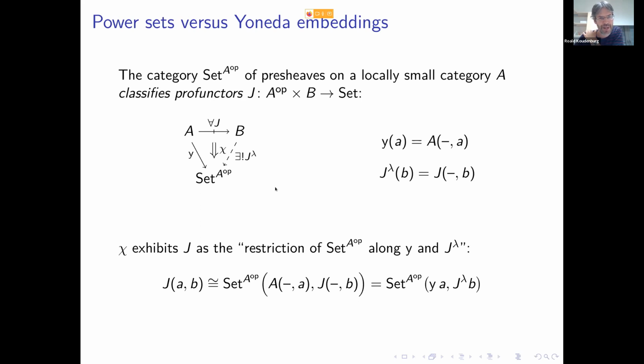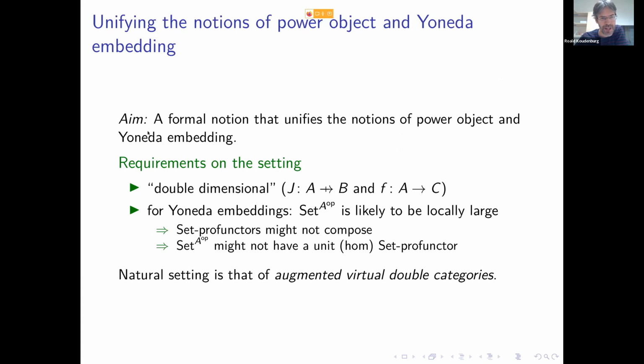So we've seen these power sets and these Yoneda embeddings. They seem to have very similar universal properties. So our aim is a formal notion that unifies these two notions, right? And I won't really say what I mean by a formal notion here. I just mean an abstract notion that recovers both. Right. So let's look at the setting in which this formal notion lives.